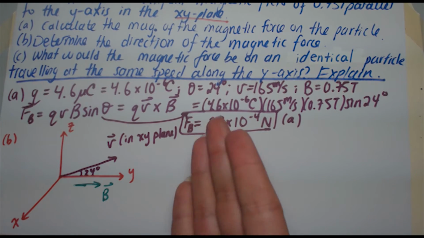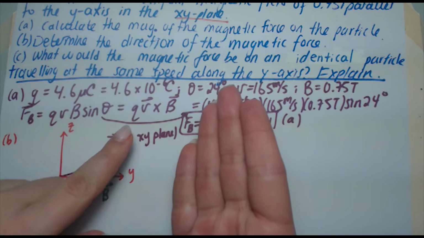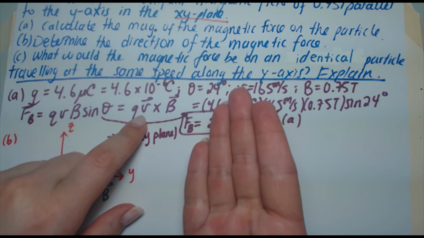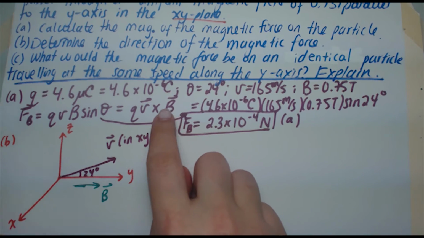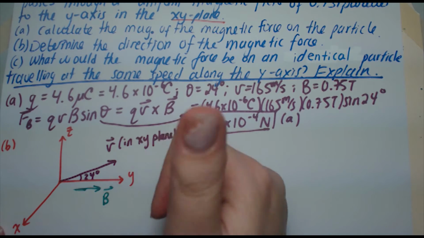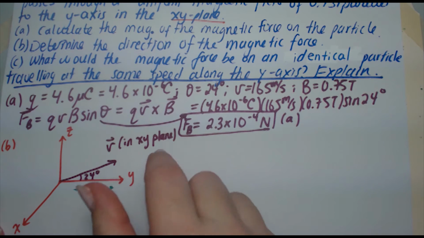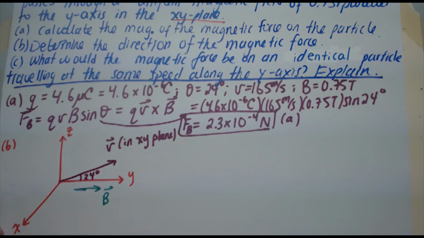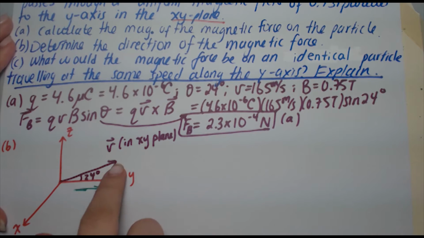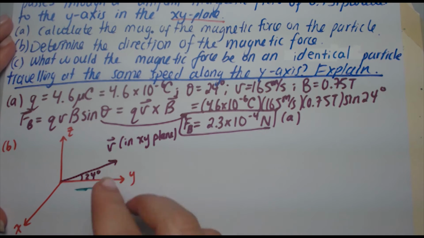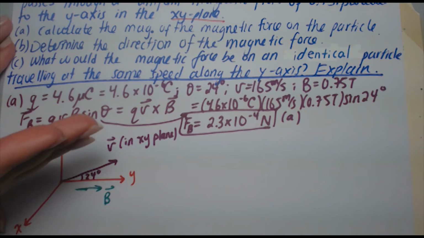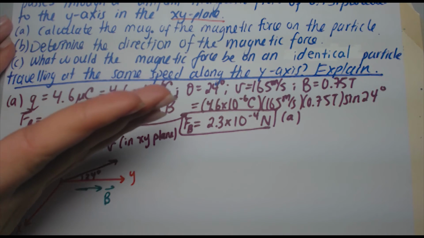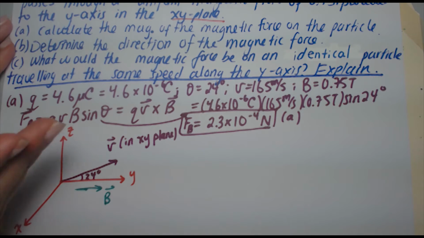Okay, so what happens is I start pointing my fingers in the direction of the first vector, which is V, and I curl it towards the direction of the second vector, which in this case is B. And whatever direction my thumb points, that's the direction of the third perpendicular vector, in this case, FB. So I'll show you what I mean. You see here we have velocity, it's not parallel, it's in the XY plane. So my fingers, let's say I pointed it like this, okay? So it's pointing in the same direction as this vector, right?